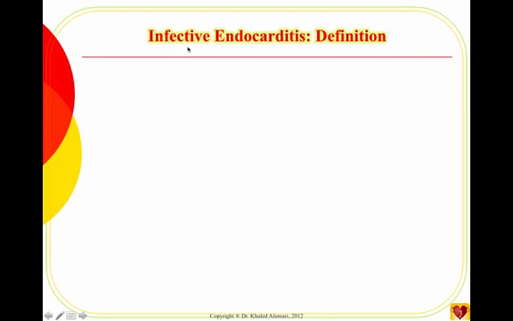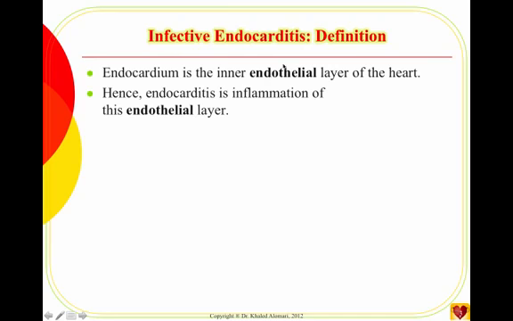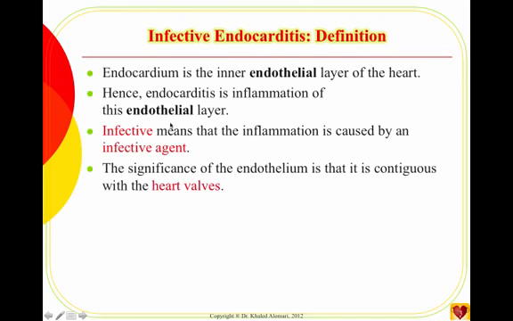Okay, so by definition, infective means there's a condition that's caused by an infection of a microorganism. Endocarditis, ITIS, means inflammation. So this is an inflammation of the endothelial layer that's caused by a microorganism, which most commonly is a bacteria, but it can be caused by viruses and also by fungi, but in most cases it's caused by bacteria. Now, where do these bacteria come from?